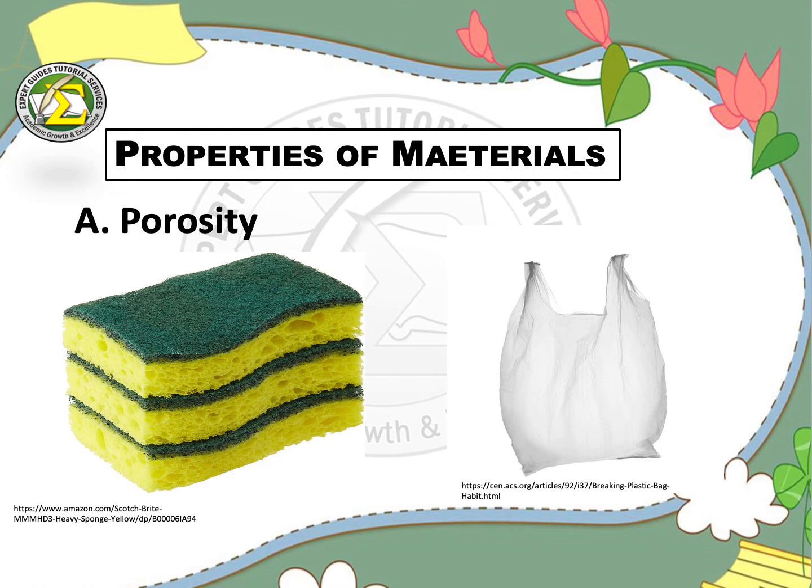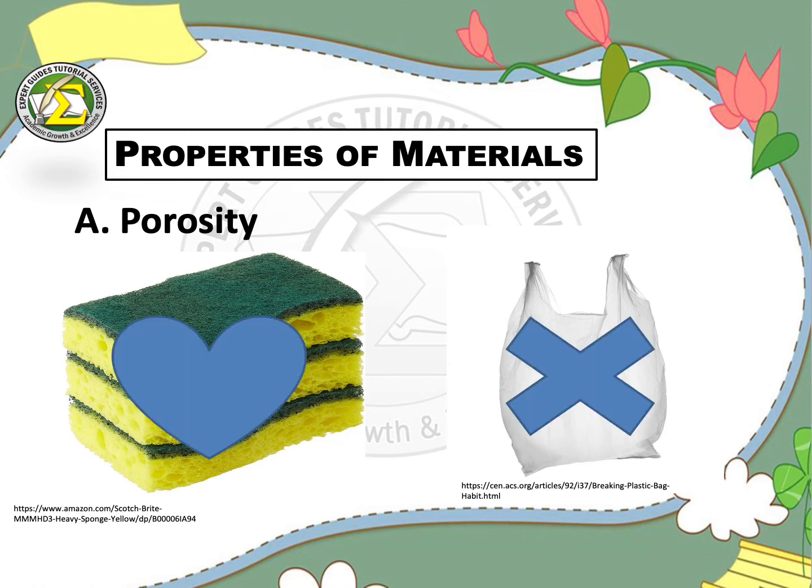On the left-hand side, we have a sponge, and on the right-hand side, we have a plastic bag. Which of the two do you think is a porous material? The correct answer is that the sponge is the porous material, while the plastic bag is non-porous. As you can see, the sponge has holes where water can be stored. On the other hand, the plastic bag does not have any of these pores or concavities that can possibly hold water.